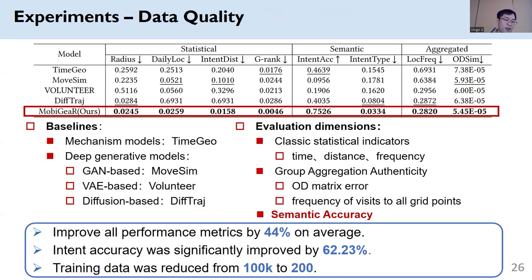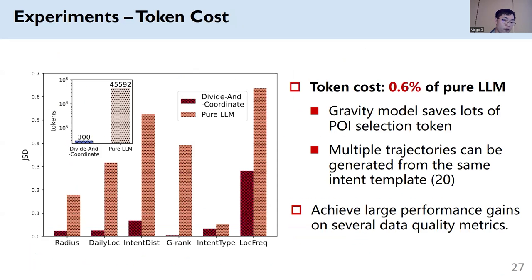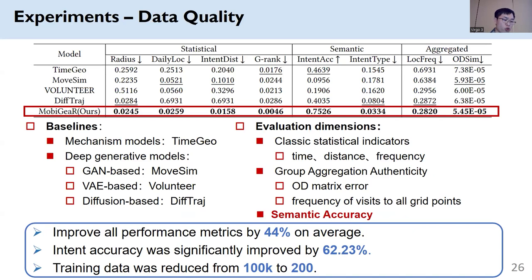So we surprisingly find that this framework is quite simple, but it's very effective. It improved all performance metrics by a lot. Compared to the deep learning models and the physics models, it improved all performance metrics by 44% on average. And the semantic metric is improved even more, like 62%. And I think the most important part is that the training data set was reduced from 100,000 to only 200. So it's really like few-shot behavior generation.